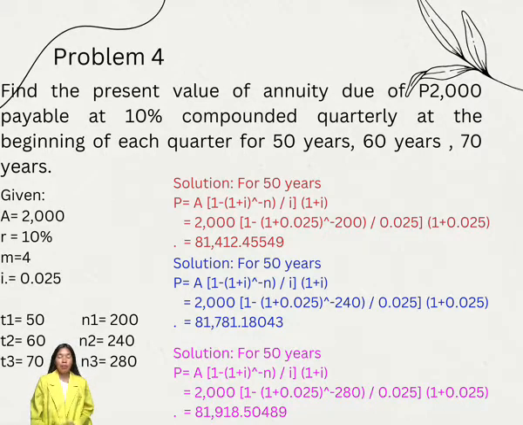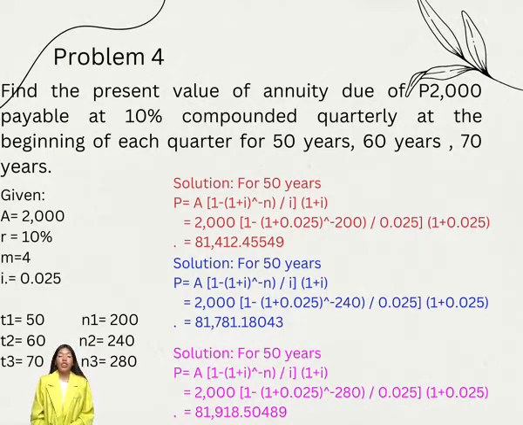We have the formula P equals A times 1 minus 1 plus I to the power of negative N, over I, times 1 plus I. Substitute the values. We have 2,000 times 1 minus 1 plus 0.025 to the power of negative 200, over 0.025, times 1 plus 0.025. And the answer will be 81,412.45549. That is for the 50 years.